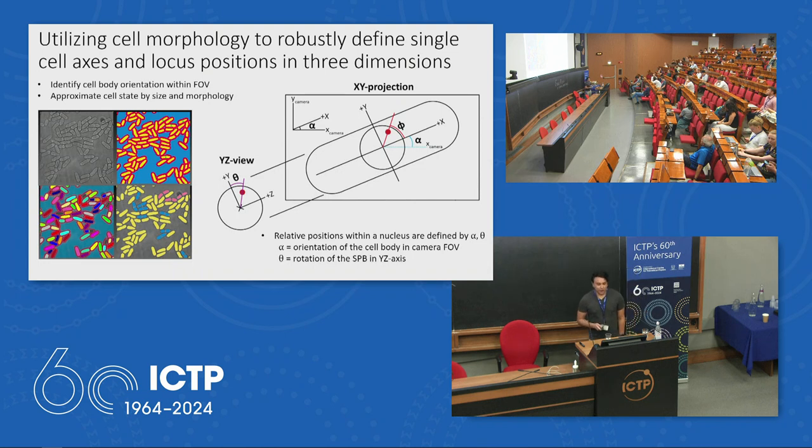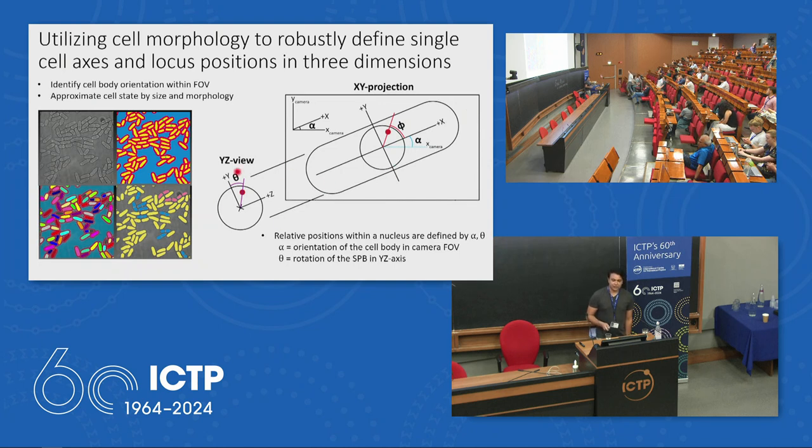I think in the last couple of days, you've seen this cell segmentation workflow idea. Again, the idea is to segment your cells and extract the morphology and size of those cells in bright field. This allows us to assess the cell state: based on cell size, we can determine whether it's mitotic or interphase. And using the morphology, we can use the long axis of the cell to define one of our angles.